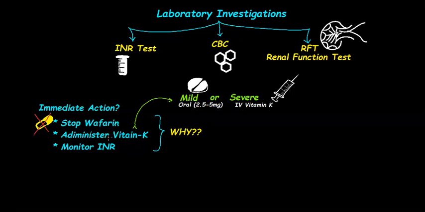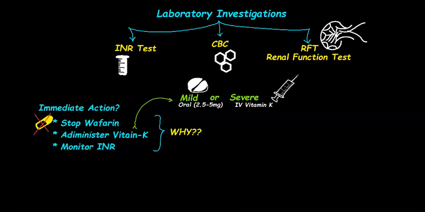Because if you could remember, we said warfarin is targeting vitamin K and serves as an antagonist. Antagonist simply means it blocks or slows down the process of vitamin K production. And the next thing which you need to do is to monitor the international normalized ratio.